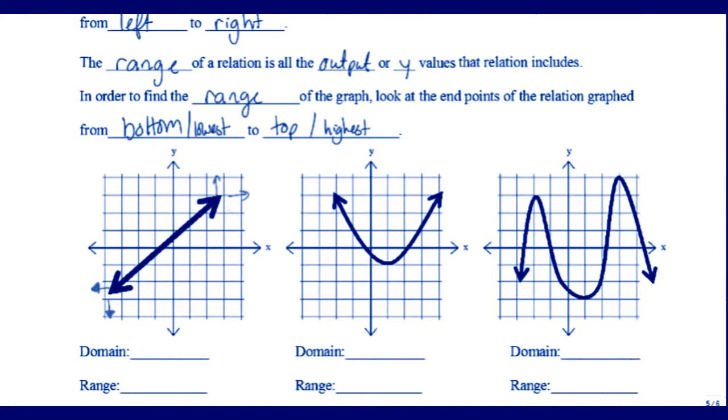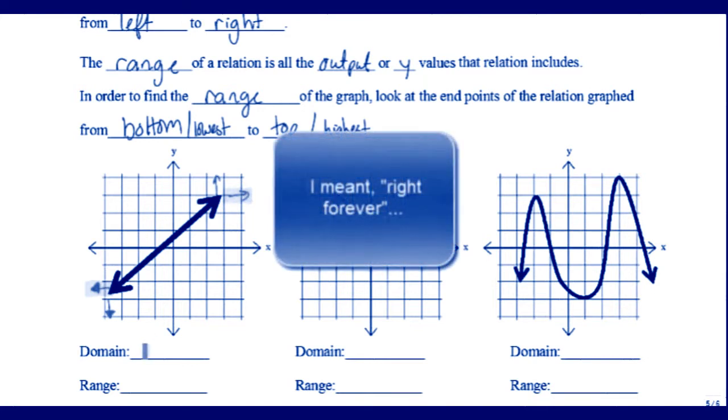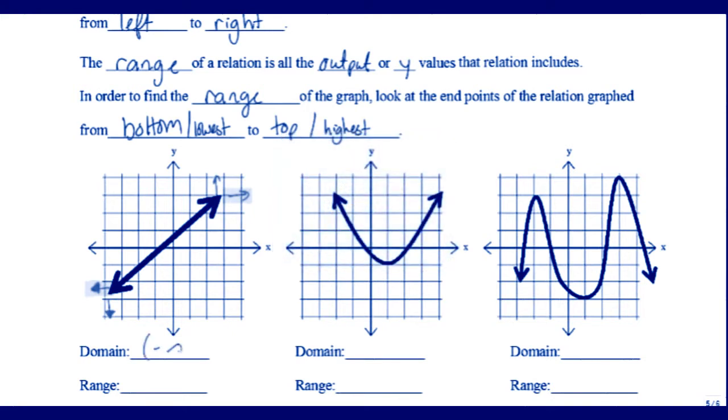When I'm looking at the domain, I am looking for the endpoint of the relation graph from left to right, or how far left this function will go. This arrow right here tells me that my function goes left forever. How far right will this function go? This arrow tells me that my function goes right forever. So my domain is negative infinity to positive infinity.